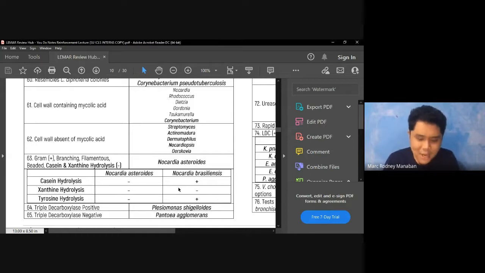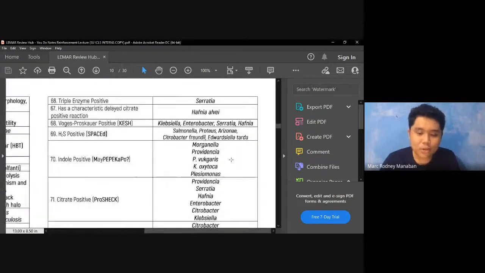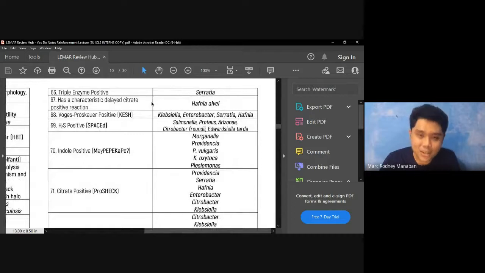Now we go to decarboxylase patterns. Triple decarboxylase positive, you have Plesiomonas shigelloides. Triple decarboxylase negative, you have Pantoea agglomerans. Triple enzyme positive, you have Serratia, which has three enzymes: DNase, gelatinase, and lipase. Next, the characteristic delayed citrate positive reaction is exhibited by Hafnia alvei.